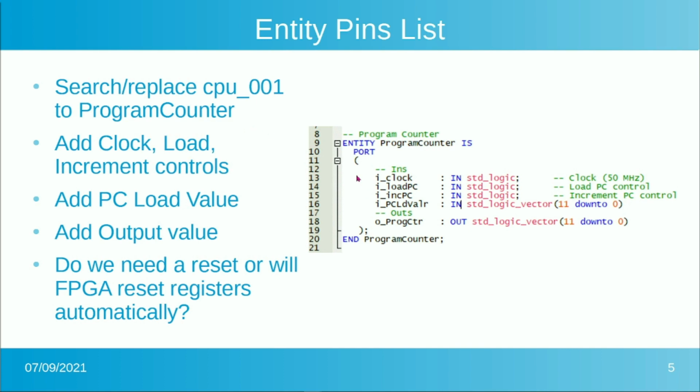Well, we need the clock, and so far we don't have a clock, so at the CPU 001 level, we'll have to add that clock in to be able to push it down into the program counter. But for now, we'll just pretend like we have it, and we'll add that as an in. It's a 50 megahertz clock.